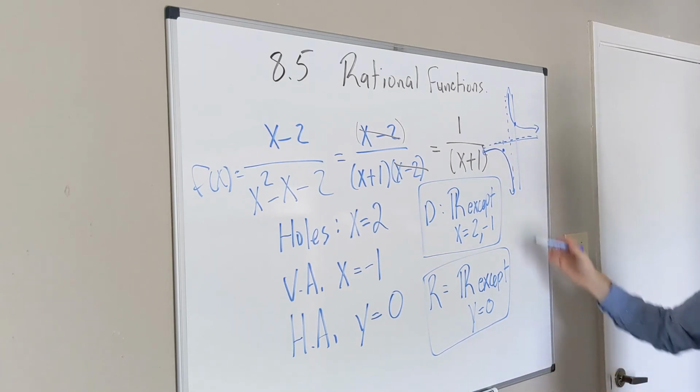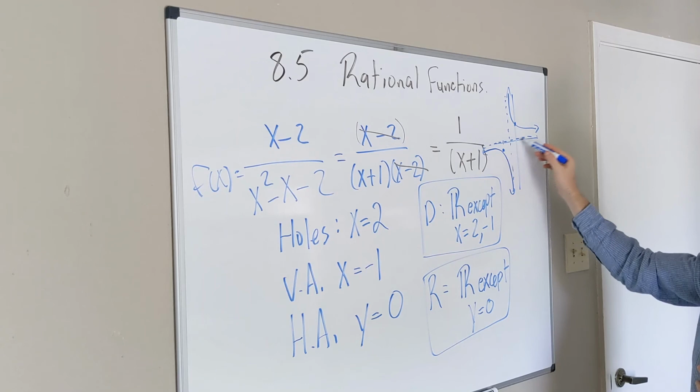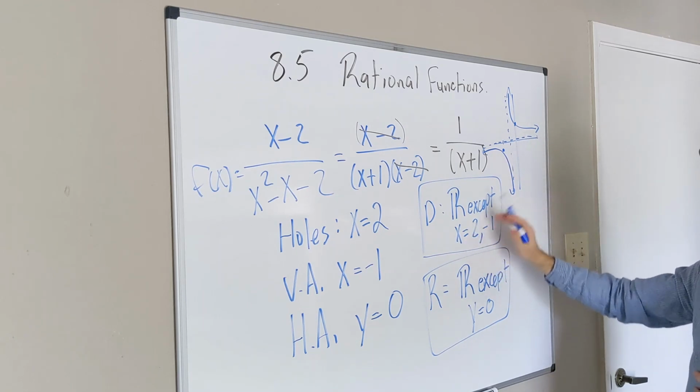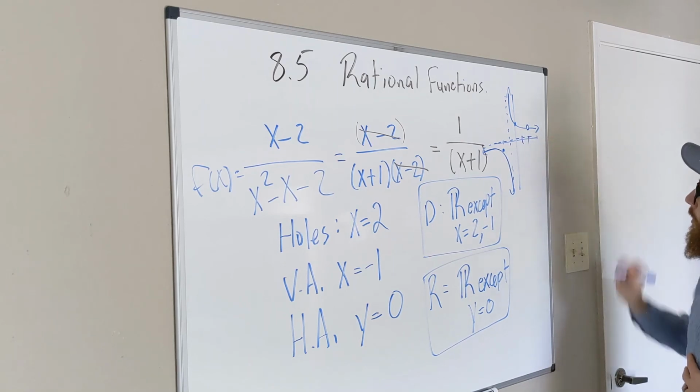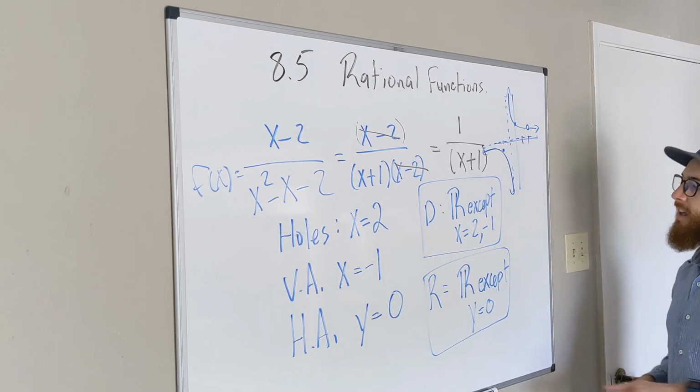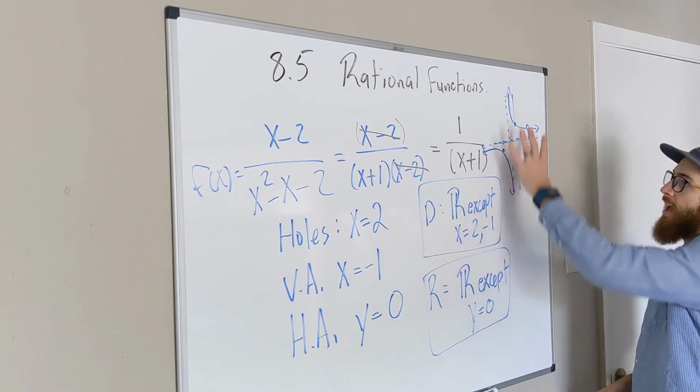Okay, so you notice I'm not crossing this, I'm not crossing this, but I have a hole at 2. So right here I have a hole, 1, 2. And so this is how I take this information and graph it.